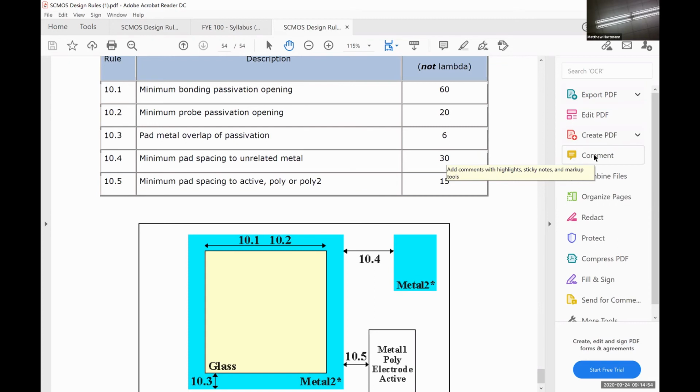And there are a couple other rules: minimum pad spacing to an unrelated metal, and minimum pad spacing to active poly or poly 2, which, since our bonding pads are going to be on the metal 3 layer, rule 10.5 kind of doesn't even apply to us.